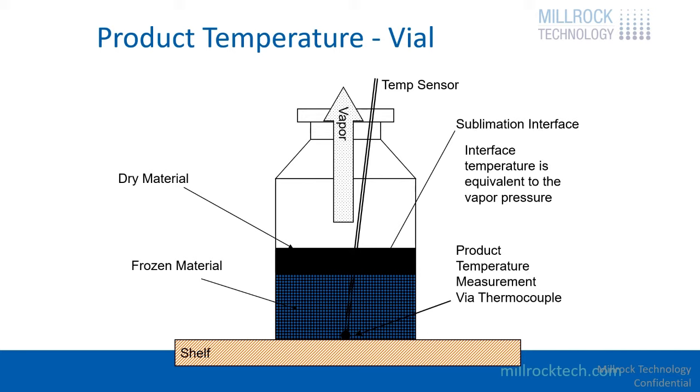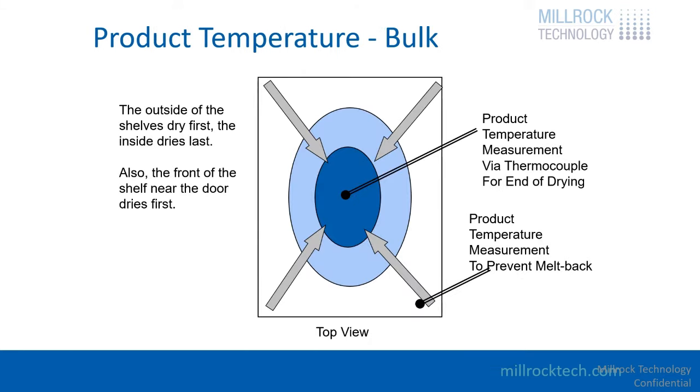Let's take a look and see what those look like. Here's a vial, and the dry layer builds up from the top, and this is ice down here. This has been dried here, and the water vapor leaves the system. In a bulk system, looking at the top of the tray, the edges dry first because there's more heat conduction coming in from here, and it ends up that it dries last in the middle of the shelf.